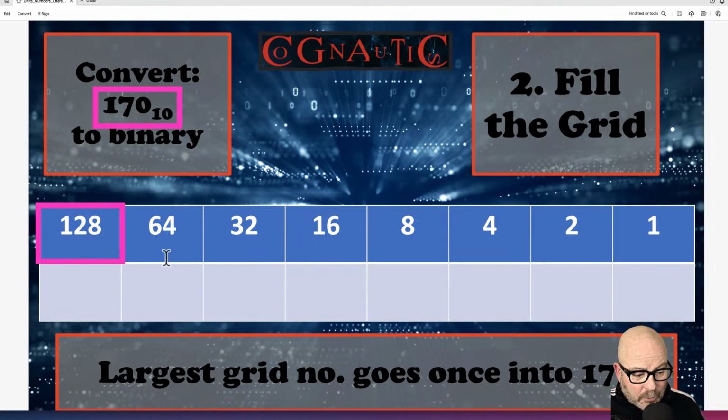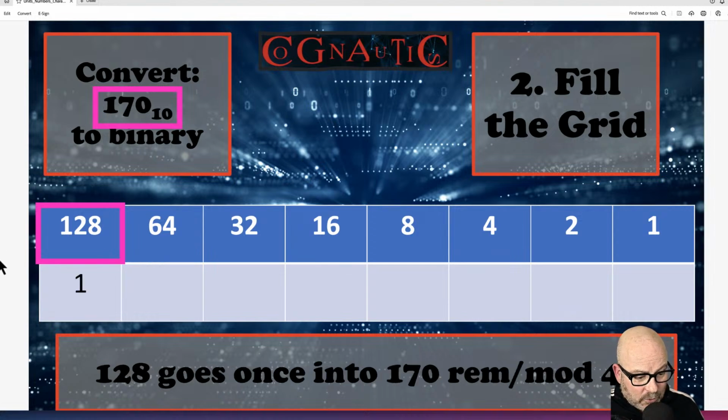So what you do is work out that it's 128, and then you go on and write a 1. Now, this is where you need to do some maths. 128 goes into 170 once, and you need to work out the remainder. Well, the remainder is 42. 128 plus 2 is 130, and 130 plus 40 is 170. So you end up with the remainder.